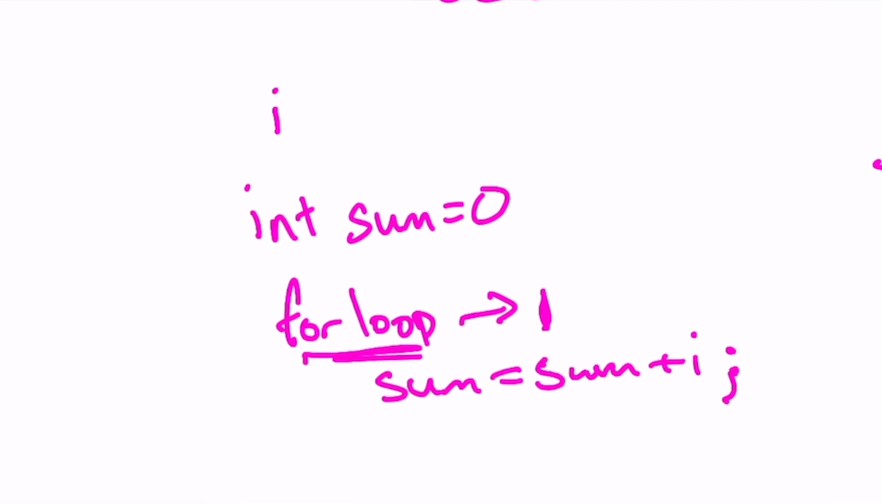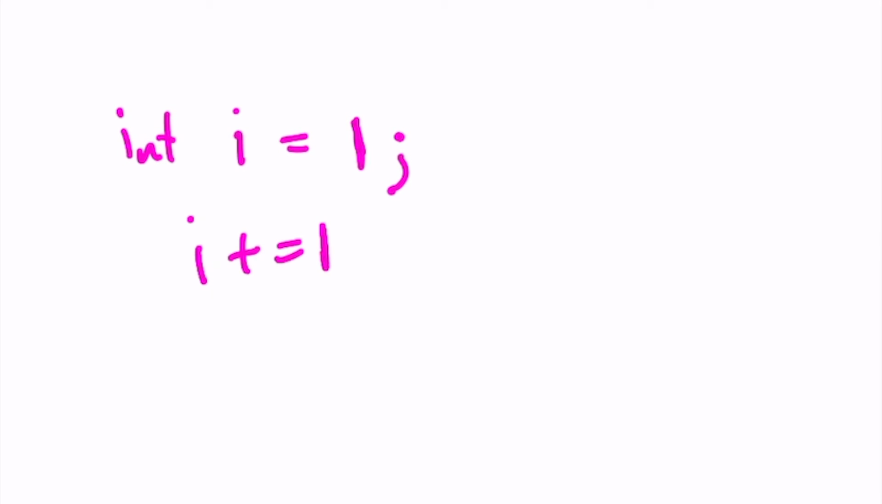So now, how does this for loop work? Let me give an example. We have i, and let's say we define int i is equal to 1. And i needs to increment, which means it needs to go up by 1. Remember, in order to add something to a number, we can do i plus equals 1. That's the same as writing i is equal to i plus 1.